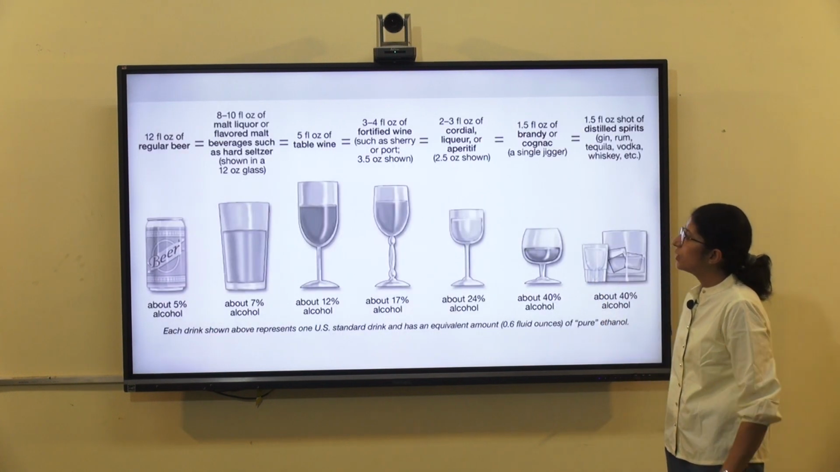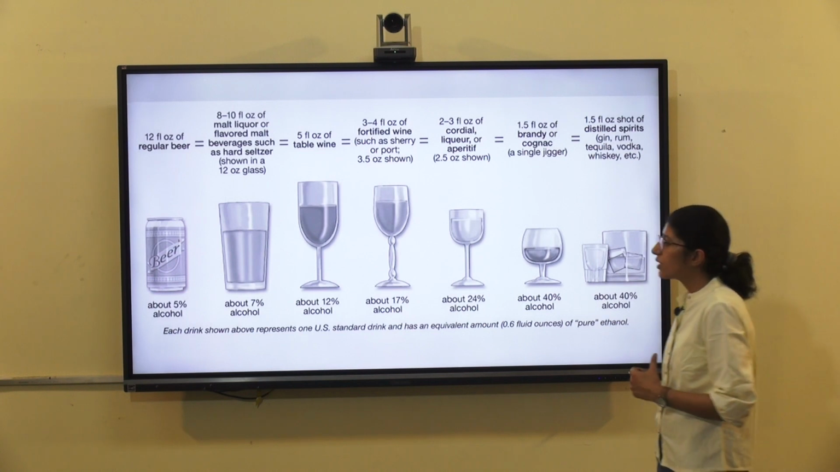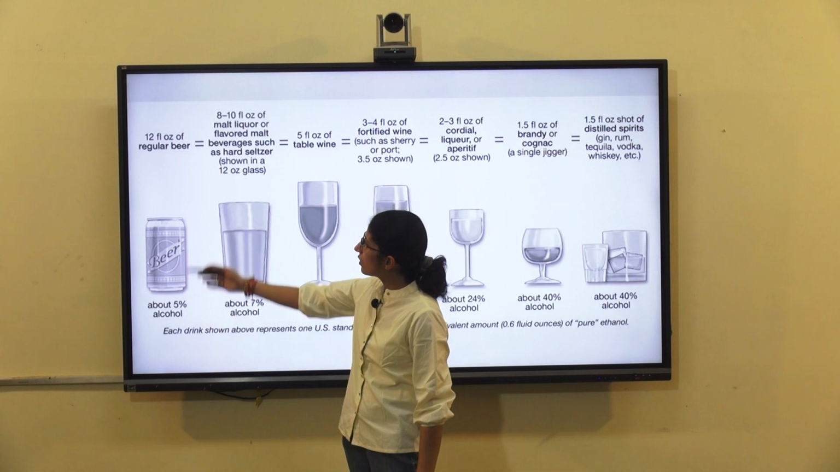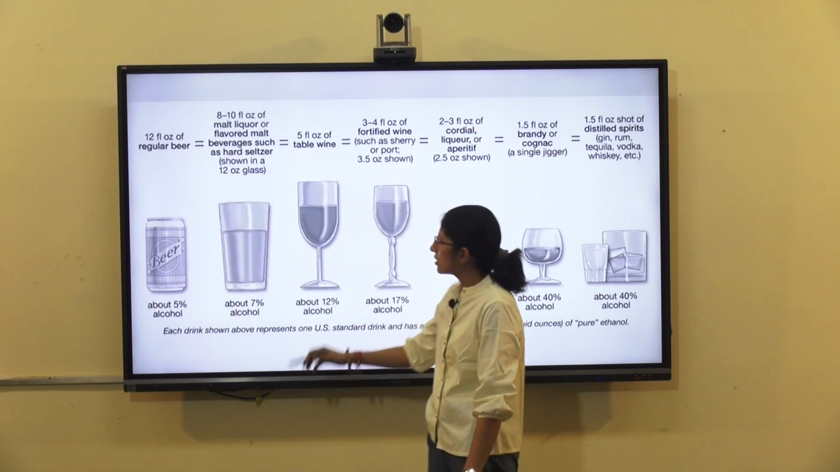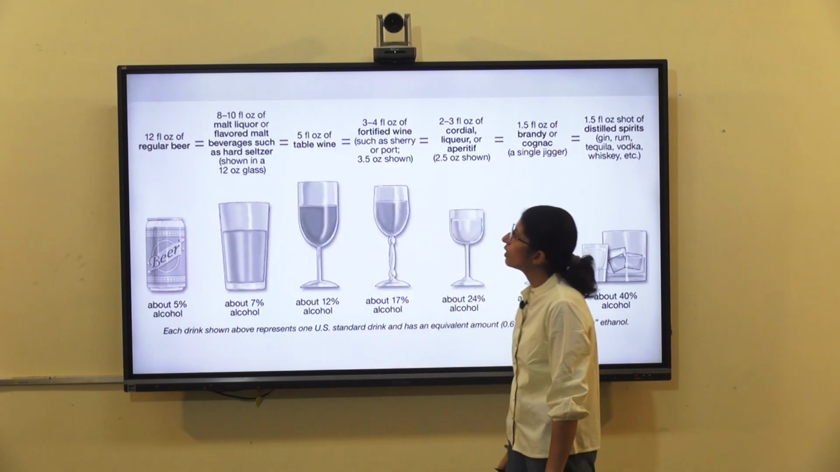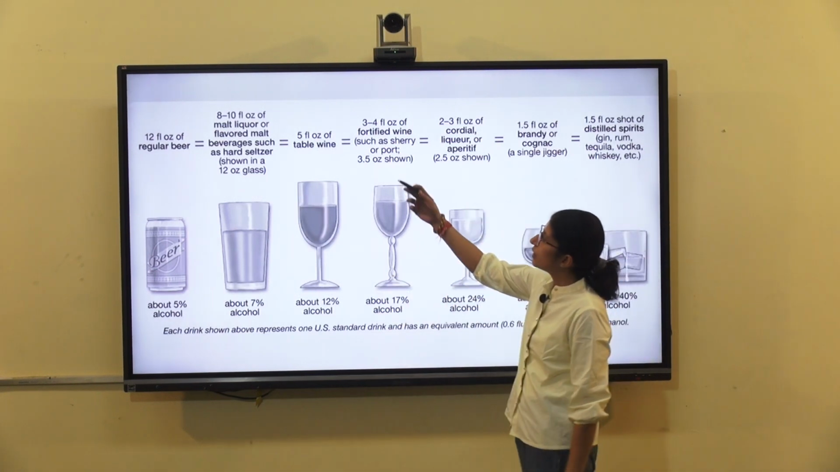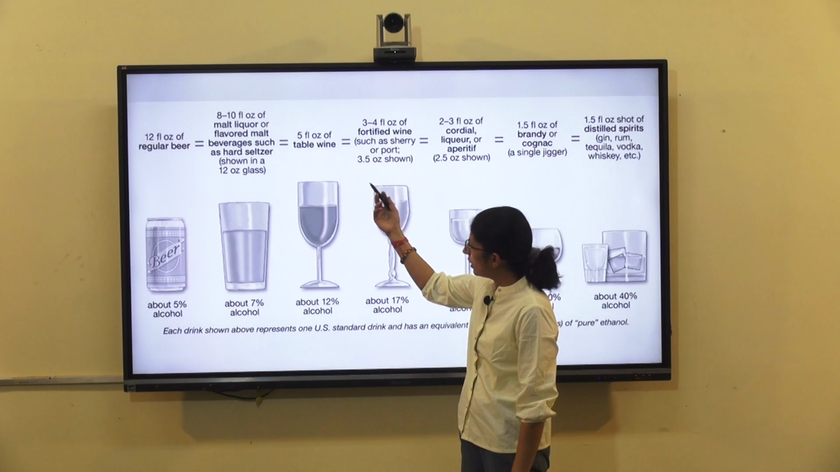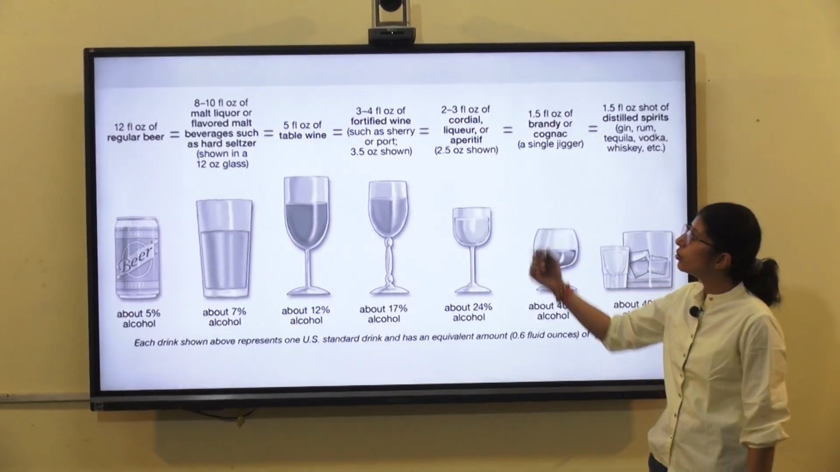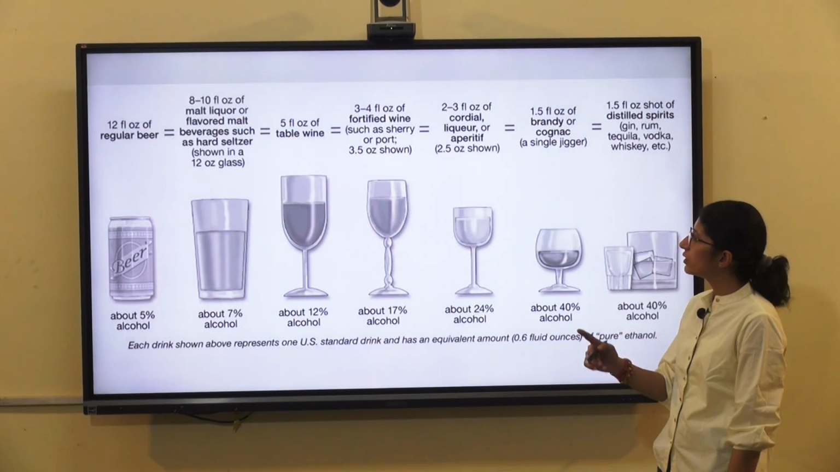Now this is again as per serving size. A beer served in a can at 5% alcohol is 12 ounces. Then 7% alcohol in a glass is 8 to 12 ounces of malt liquor. Then 5 ounces of table wine has 12% alcohol, and 17% alcohol goes to fortified wines, not served with the table.